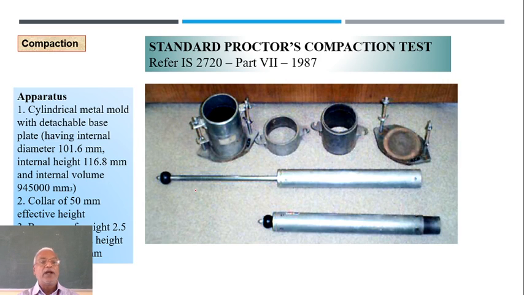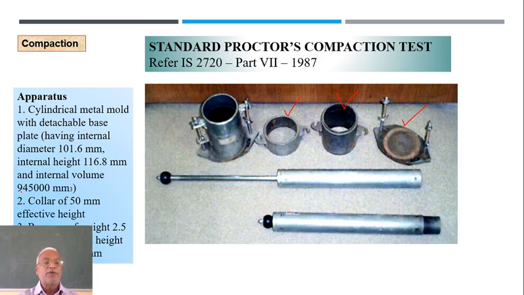Now what you have here is, first, a cylindrical metal mold with a detachable base plate. That is this, the first one, the cylindrical mold. The detachable base is this, and then a collar on the top, right? So inside diameter 101.6 mm, internal height 116.8 mm. These are standards, but when you test you have to actually measure your mold, right?